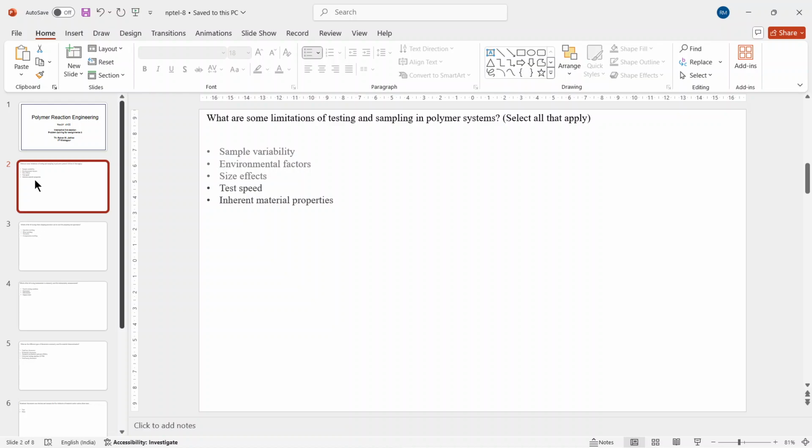On top of that, for example, if we are putting some filler material in the polymer system, sometimes if the filler is not properly dispersed, person A can have a different filler density in the sample, and person B can have a different filler density. And because of that, the testing of the polymer system will be varied. So because of that, the sample variability comes into the picture in that way. Next we have the environmental factors.